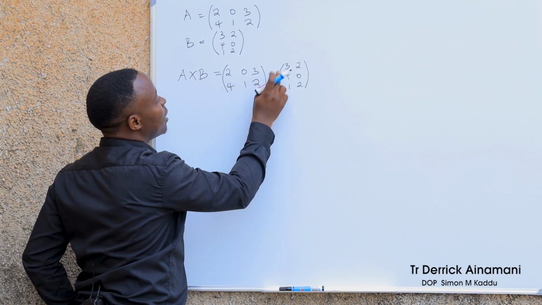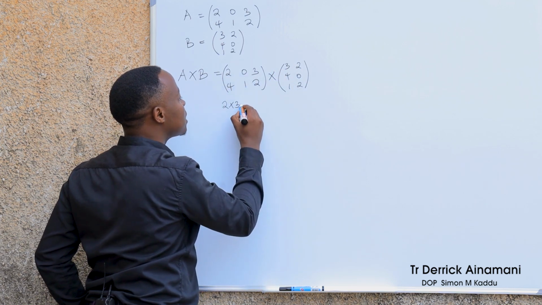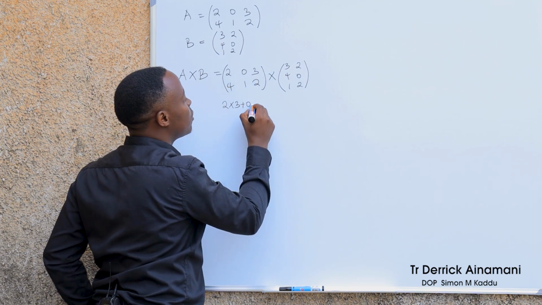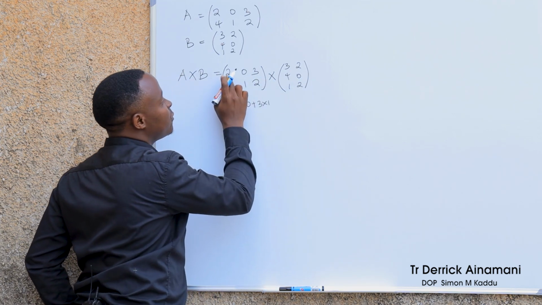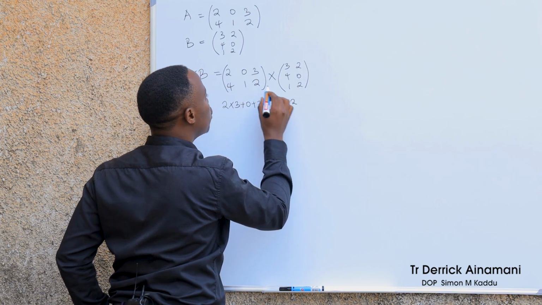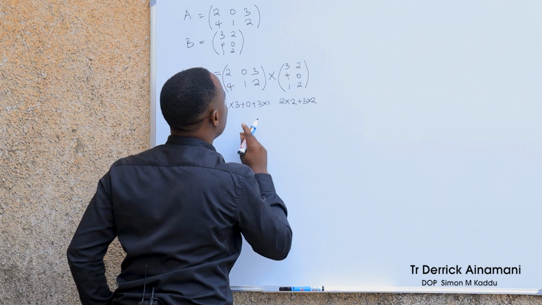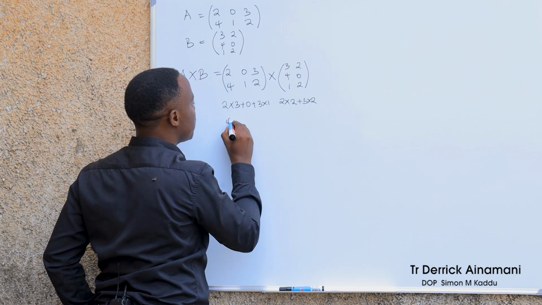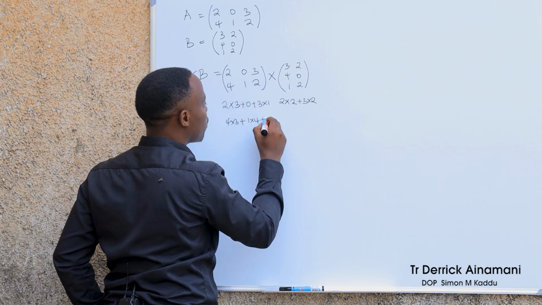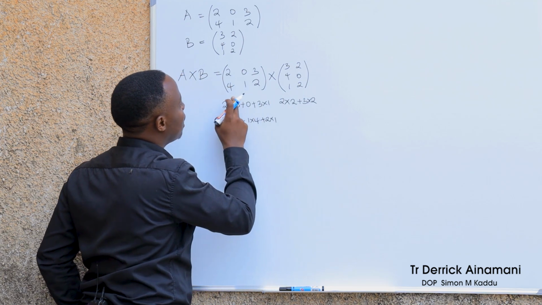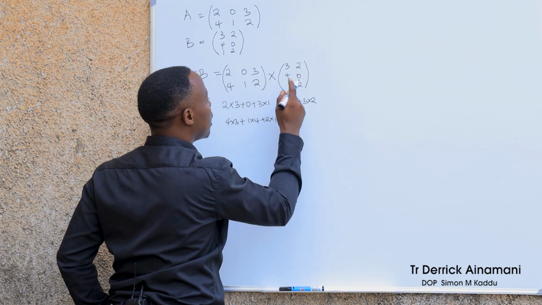This would be 2 times 3 plus 0 times 4, which is 0, plus 3 times 1. Now here we shall have 2 times 2 plus 0 times 0, which is 0, then plus 3 times 2. Then we come here and we say 4 times 3 plus 1 times 4 plus 2 times 1. And here we shall have 4 times 2, 1 times 0, which is 0, then plus 2 times 2.